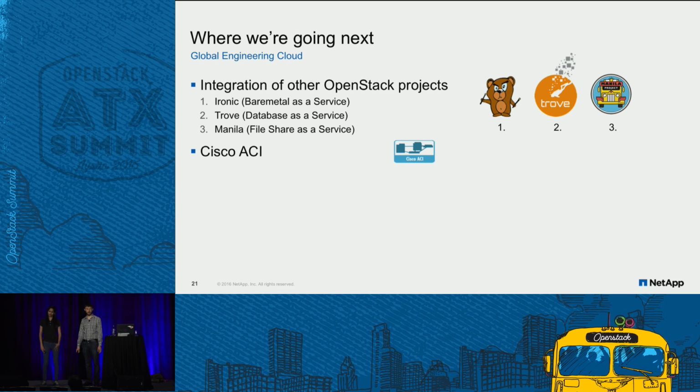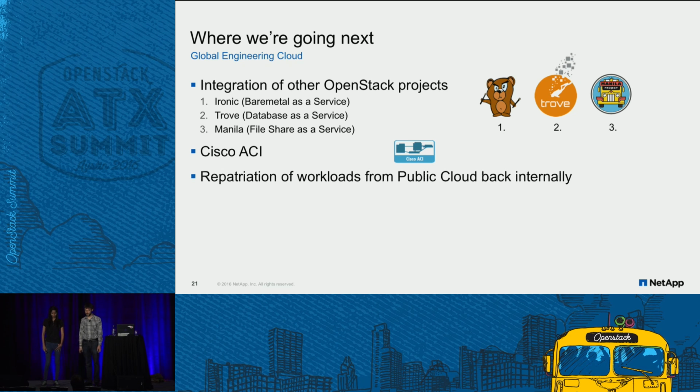Also, we're in the planning and implementation stages of deploying Cisco Application Centric Infrastructure. So we're going to utilize a lot of the orchestration and policy engine that ACI provides to unite physical and virtual resources and to create multi-tenant segmented lab environments for our users to be able to take advantage of in an OpenStack context.